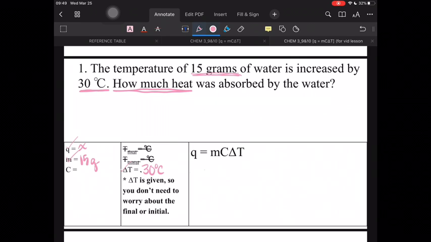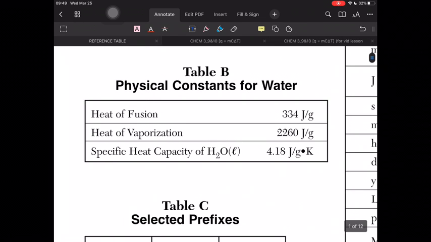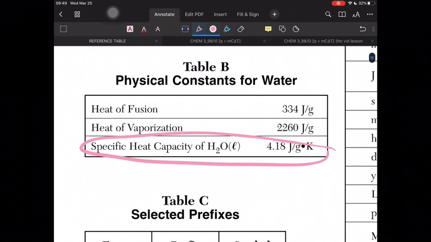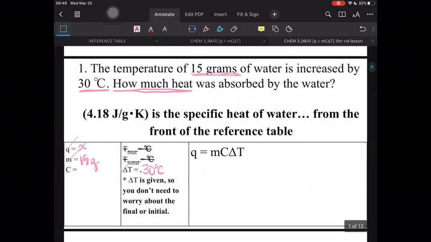Wait a second. How am I supposed to solve this if I have two things missing? Do I put an X here? No, right? We have C. We have C for water. It's hiding on our handy dandy reference table, right there. So this is what we're going to use for C in that problem: 4.184 from our reference table.